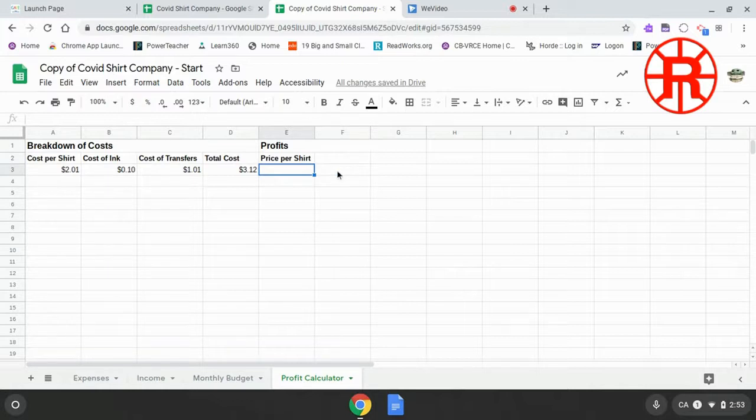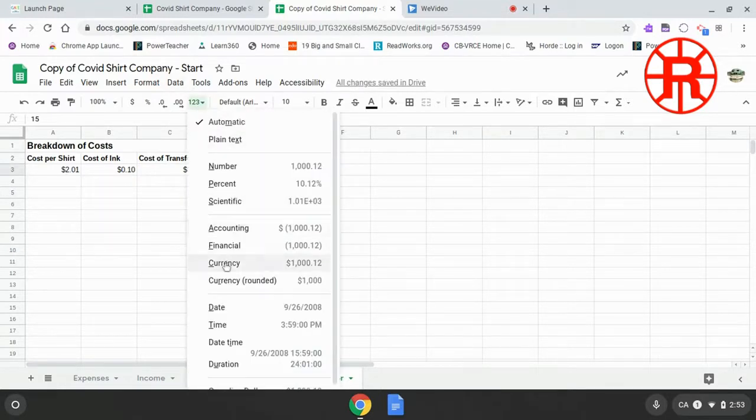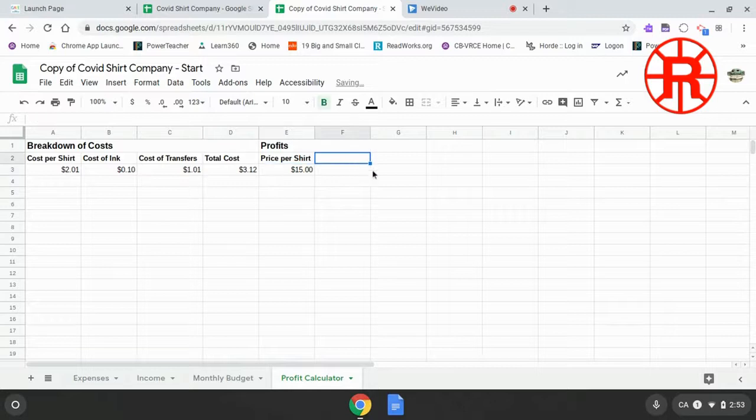And I'm just going to say that an average price for shirts would be $15. So I'll put in a 15 there. And then, of course, I'm going to change that to currency. And then we're going to figure out what our profit per shirt would be, which is going to be our price minus our total cost. So that shows us how much money we make per shirt, which is pretty good per shirt.